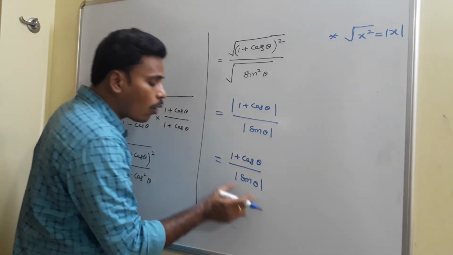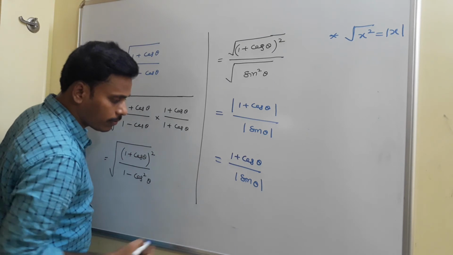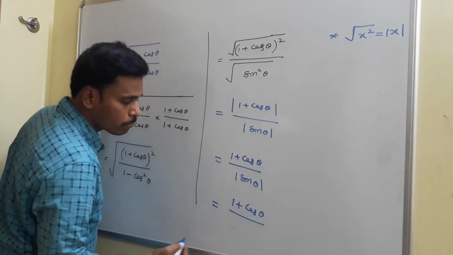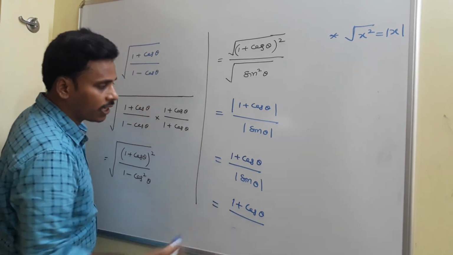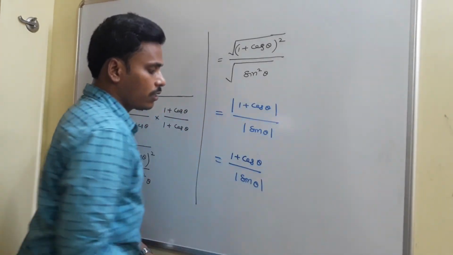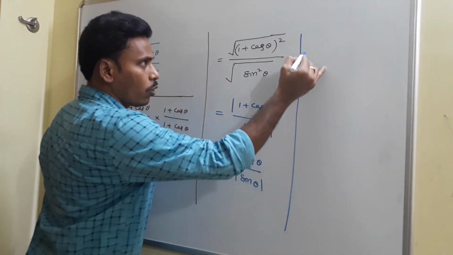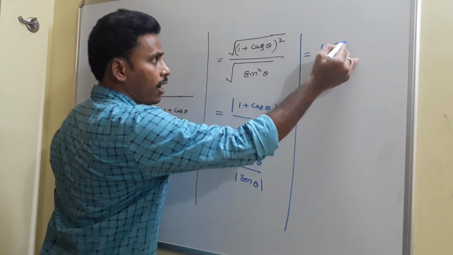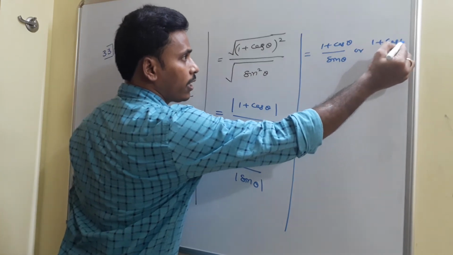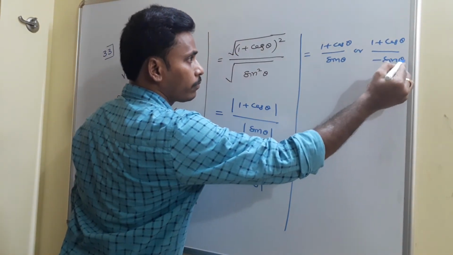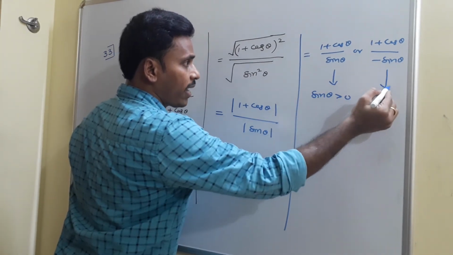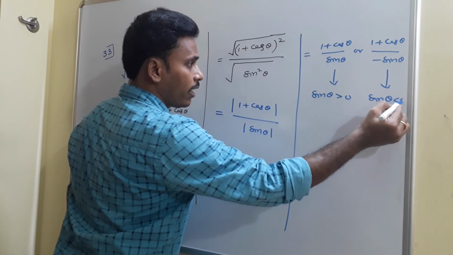And now how can we remove this modulus here? I will remove it just by 1 plus cos theta divided by sin theta or minus sin theta. We have two options here. Okay, I will write in the next line how I have to write. See, look there. This is equal to 1 plus cos theta by sin theta, or 1 plus cos theta by minus sin theta. The first happens if sin theta is positive, the second happens if sin theta is negative.